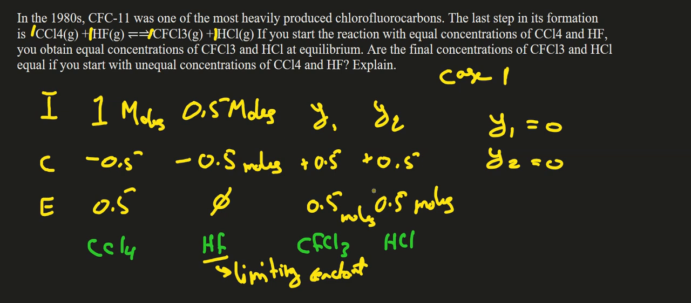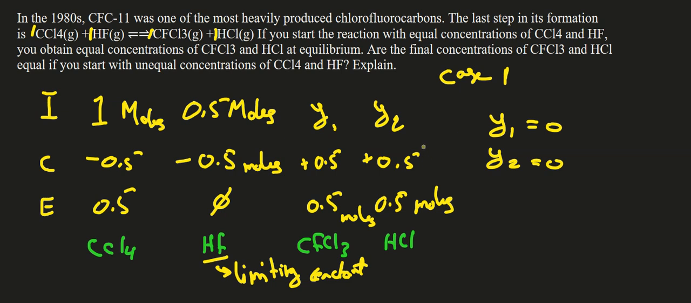Okay, so from this we notice that Y1 and Y2, or the moles of CFCl3 and hydrochloric acid, are equal. They're both 0.5 moles. The reason is that everything is a 1-to-1 mole ratio. So that pretty much answers the essence of the question. It hits right on the nail of the question, so we're done with the question.